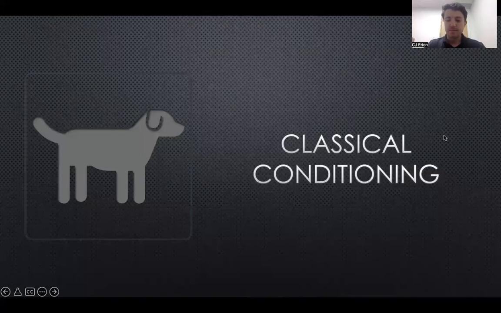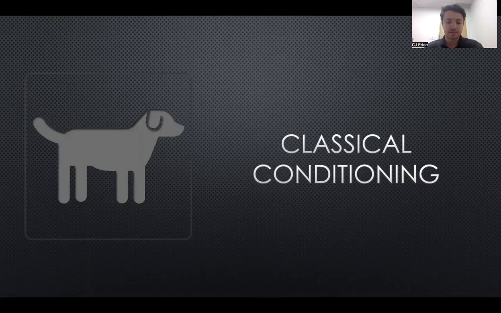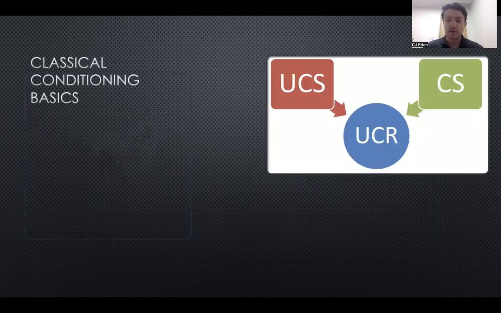Alrighty. Moving on from operant conditioning to classical conditioning. So this is associated even more with dogs here and Pavlov. And yeah, let's get into it. So this is a bit different, obviously, from operant conditioning, in that it involves an association between two stimuli.